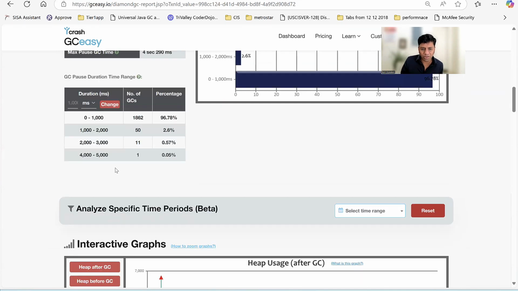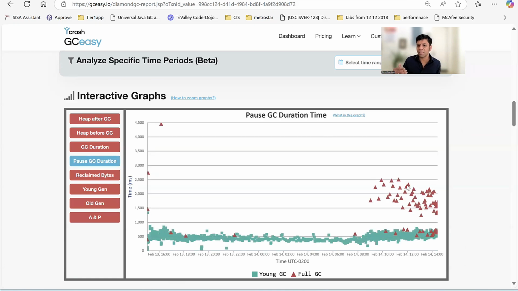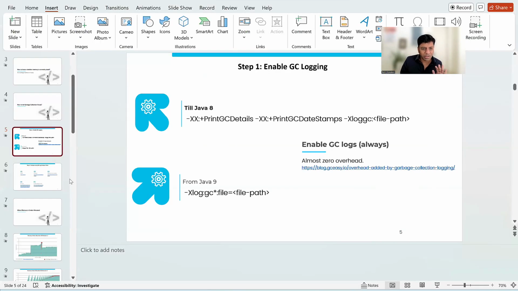What is the throughput? How does the memory behavior look? What is the pause duration? It gives all that information. This is how you can do the GC analysis. Equipped with this information, let's keep moving forward, right?